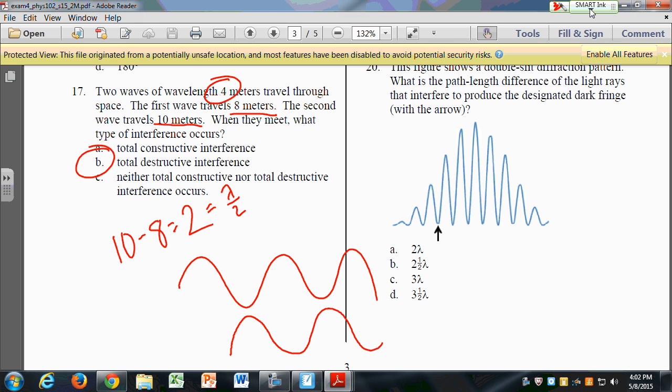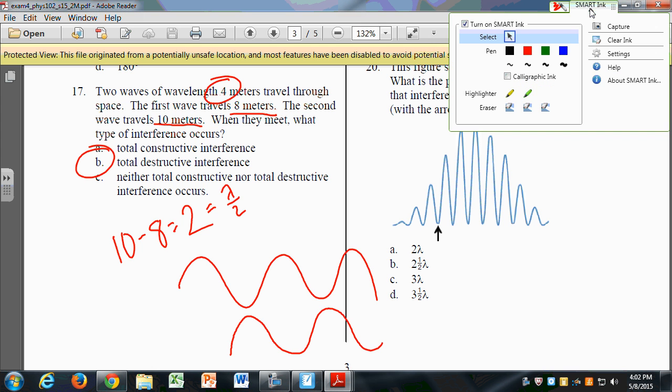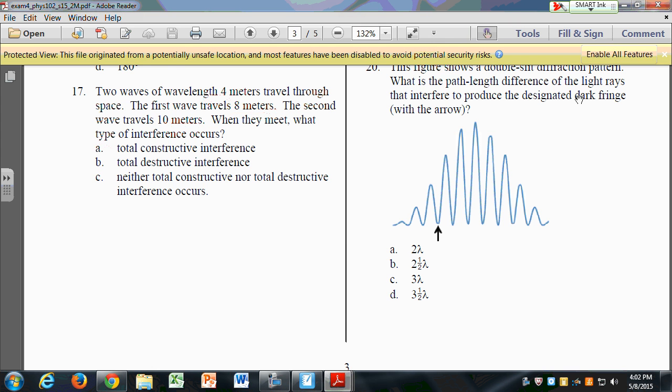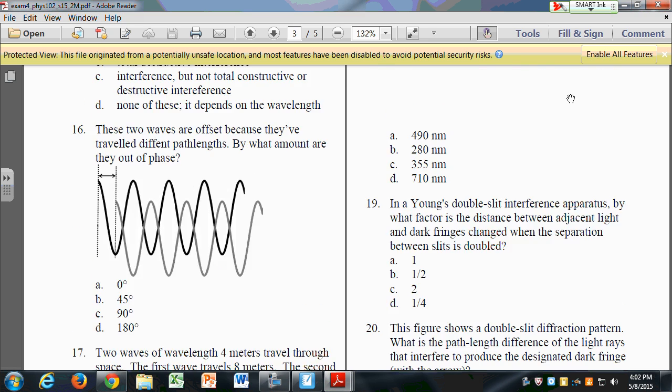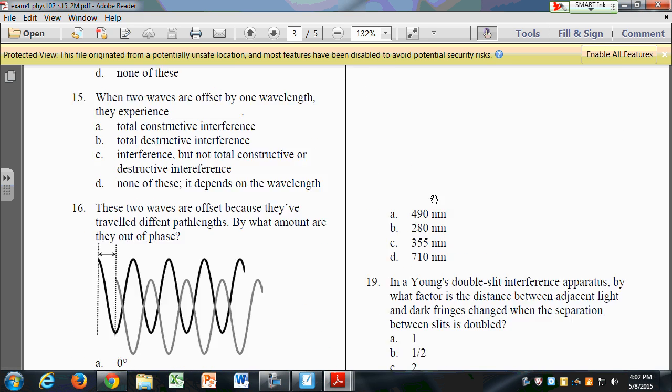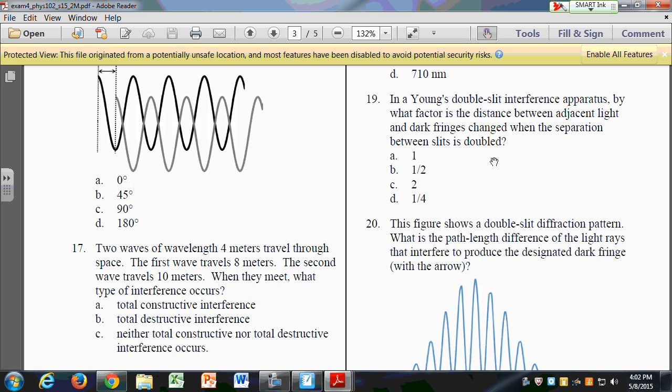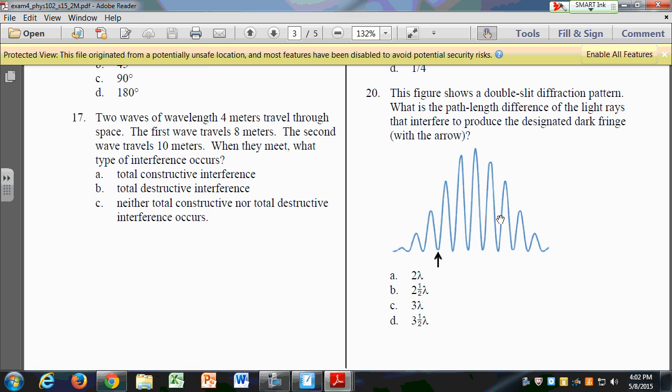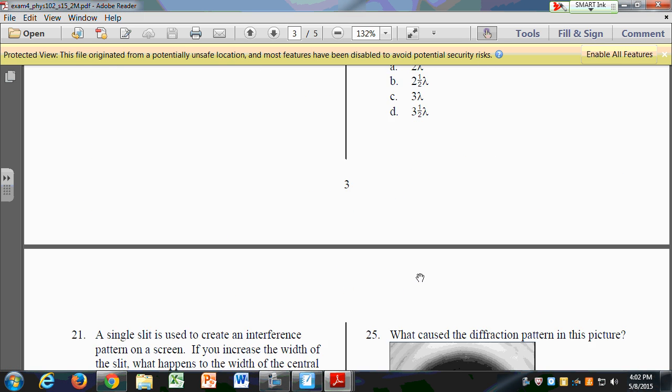All right, is that clear? Okay. You'll see that, okay? It comes up a lot on this one, right? Like this one, that was a similar question. This one is a similar question.